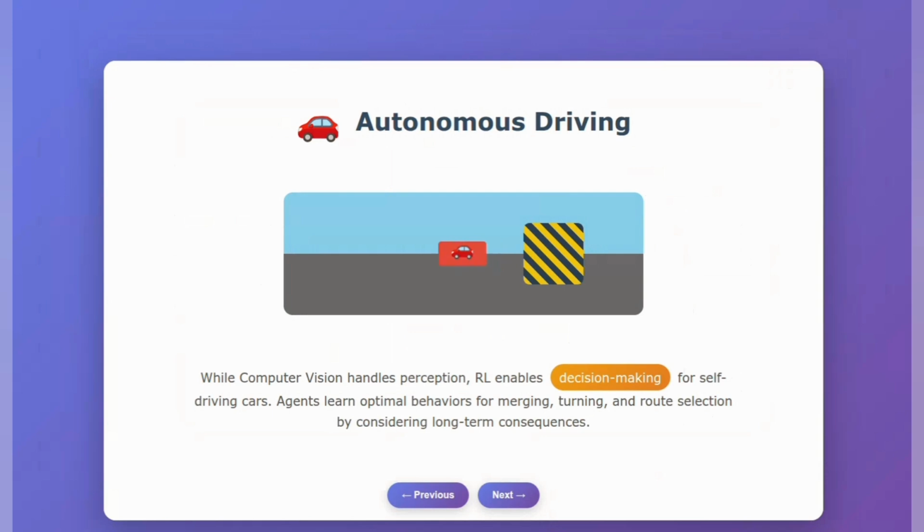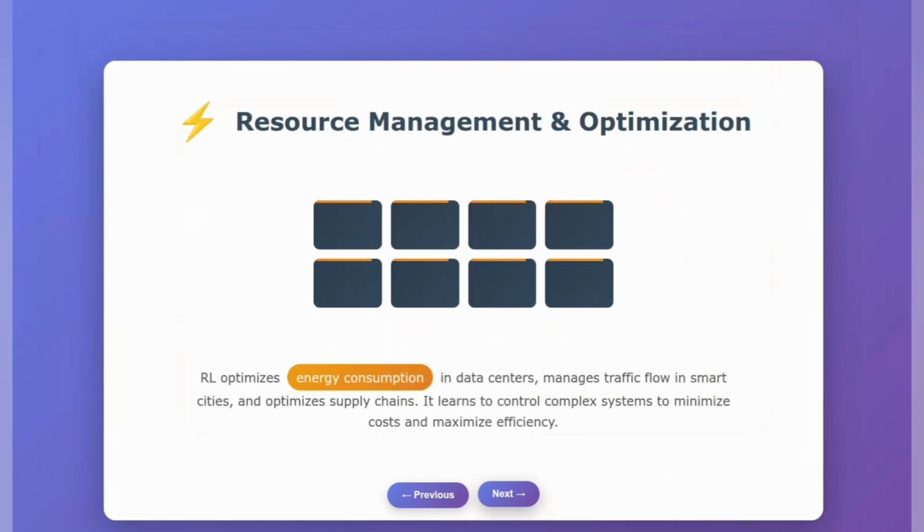While perception, CV, identifies objects, RL can help a self-driving car learn optimal behaviors for merging into traffic, making turns, or choosing safe routes, considering long-term consequences. Resource management and optimization is another big area. RL can optimize energy consumption in data centers by learning to control cooling systems, manage traffic flow in smart cities, or optimize inventory in supply chains to minimize costs and maximize efficiency.